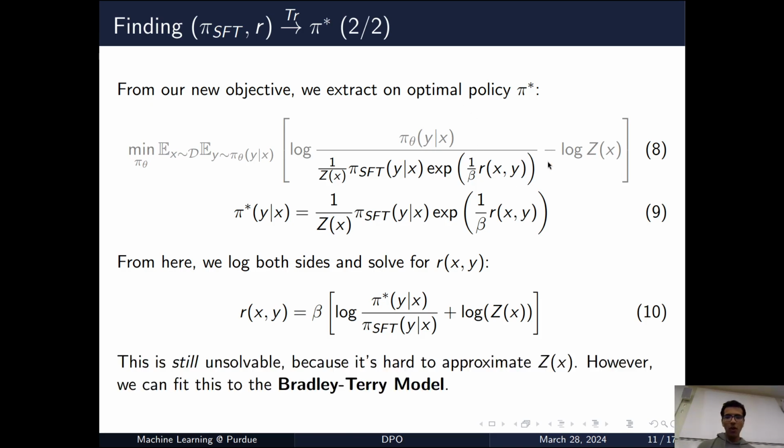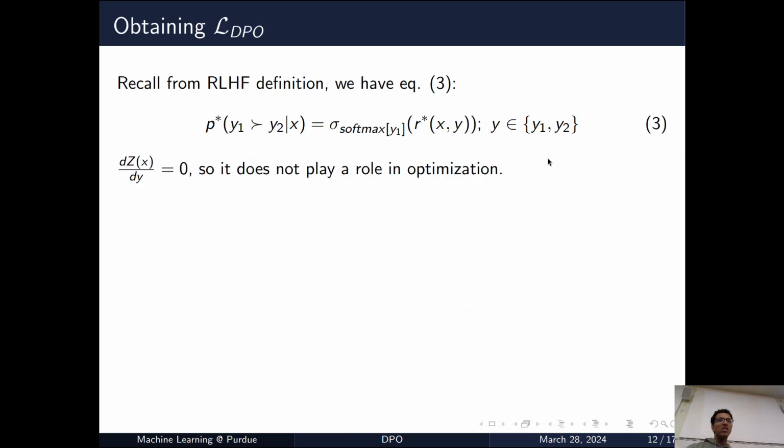And then from here, it's still technically unsolvable. It's hard to approximate the partition function, but we plug the reward into Bradley-Terry, and then during the gradient descent, z of x just disappears. So this is Bradley-Terry, which we discussed in the beginning with the ranking method. We have the binary ranking method where one is better than the other, or we rank like 10 different options. So this paper does the derivation for Plackett-Luce, which is the n-many, as well as the binary. But for now, we're just discussing binary.